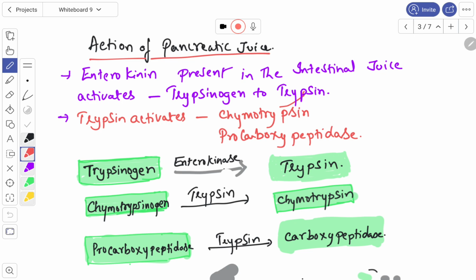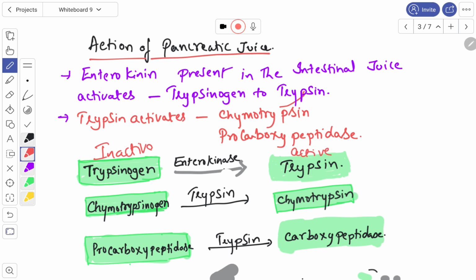Action of pancreatic juice. The pancreatic juice consists of trypsinogen, chymotrypsinogen, carboxypeptidases, pancreatic amylase, pancreatic lipase, and nucleases. But trypsinogen is an inactive form. Remember that. This is an inactive form, and this is active.